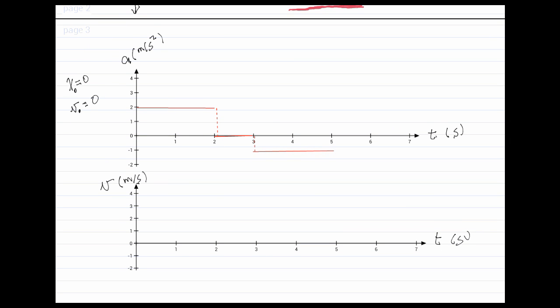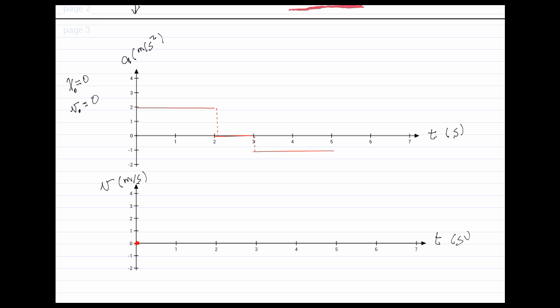So, how do we get velocity? Well, we know we start at 0. So our velocity curve starts here, and we know that the acceleration is constant. And that means we can actually figure out what the velocity should be at 2 seconds. We have to use our kinematics equations.